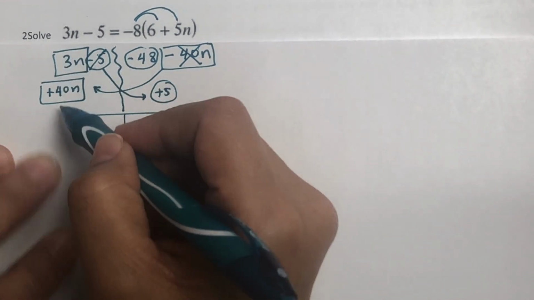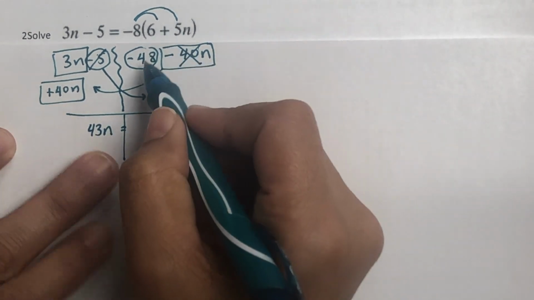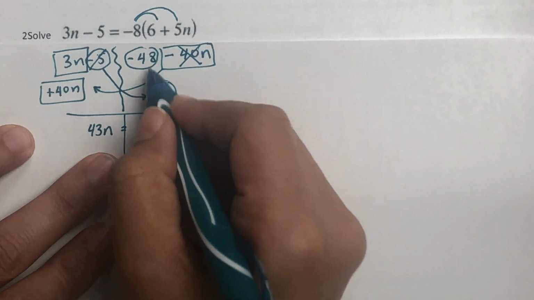So let's go ahead and combine them. I've got 40 plus 3, which is 43n, equals, I've got negative 48 plus 5. So negatives are going to win because they're going to fight.